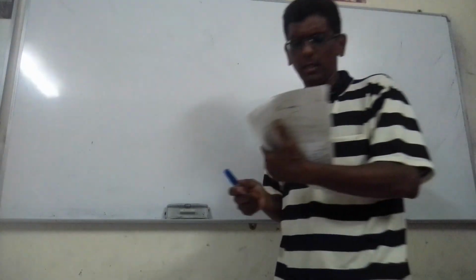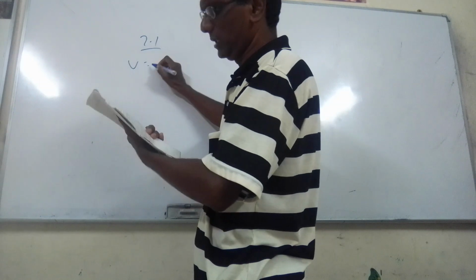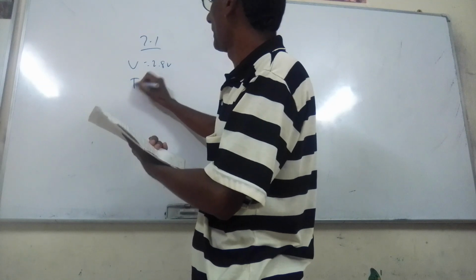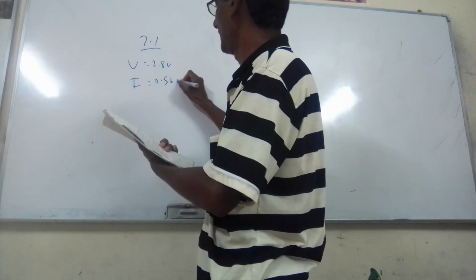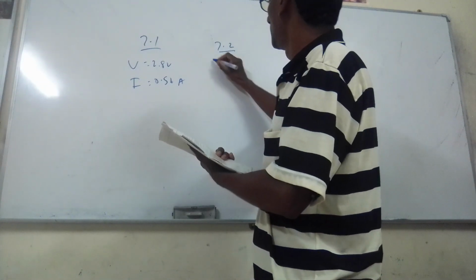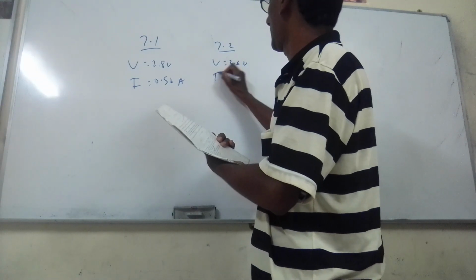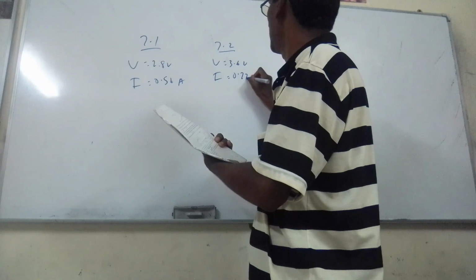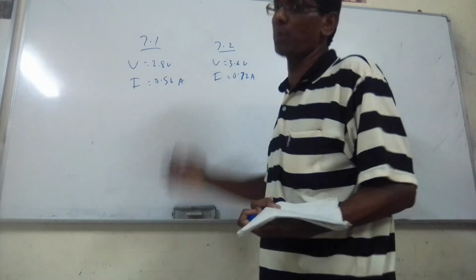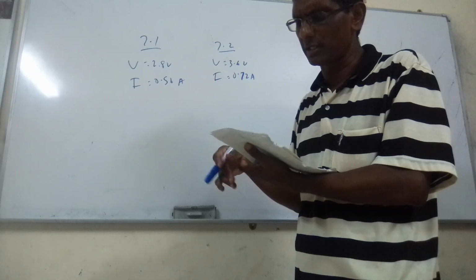So in 7.1 the voltage equals 2.8 volt and the current equals 0.56 ampere. In 7.2 the voltage equals 3.6 volt and the current equals 0.72 ampere. So voltage increases, current increases, directly proportional. So the question is, what is meant by electric current and electric potential difference?